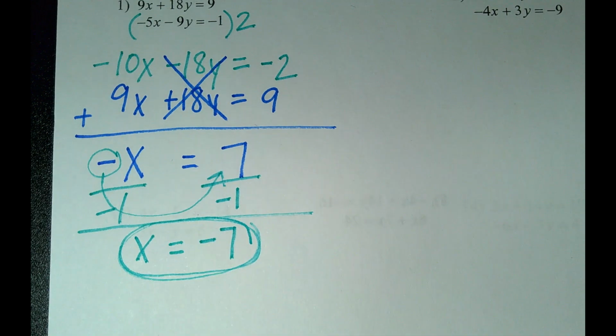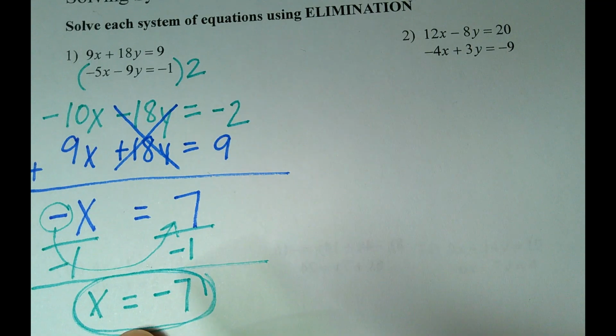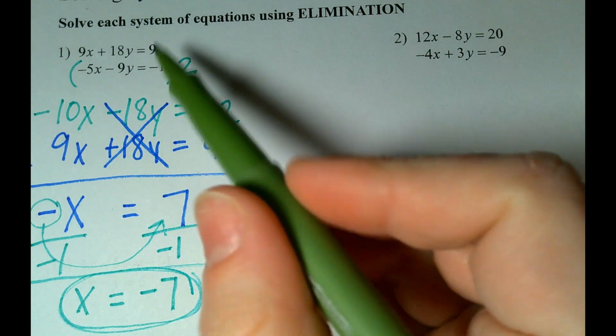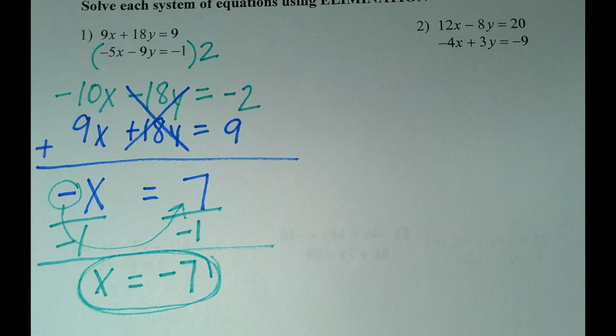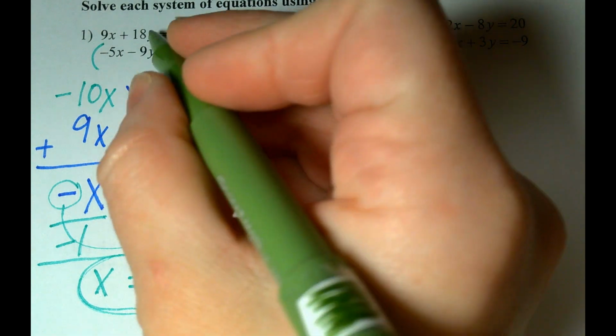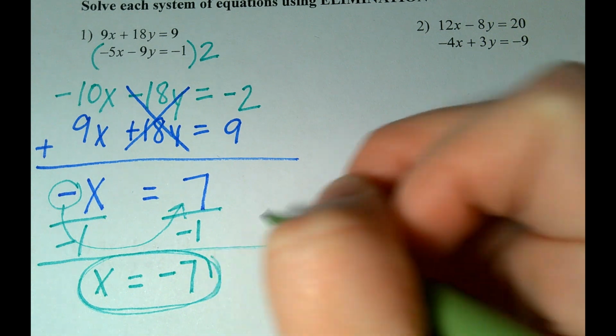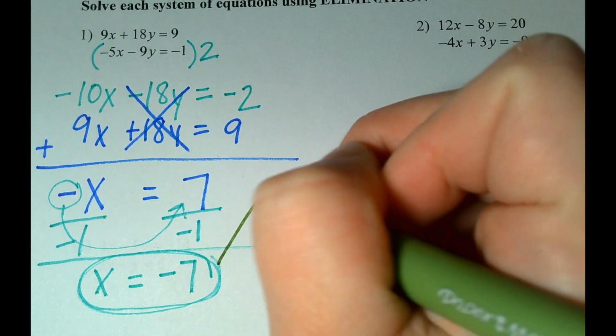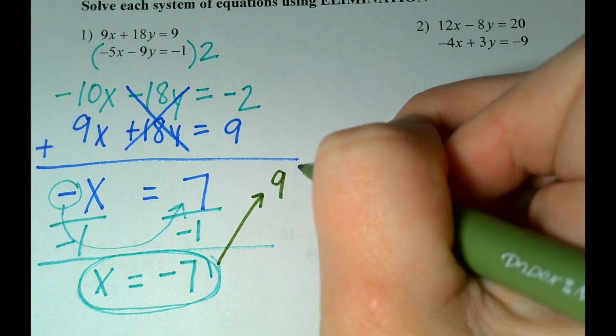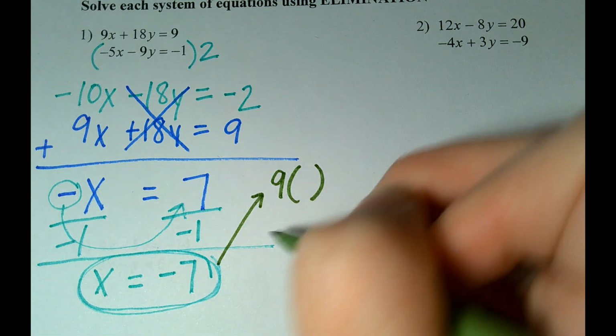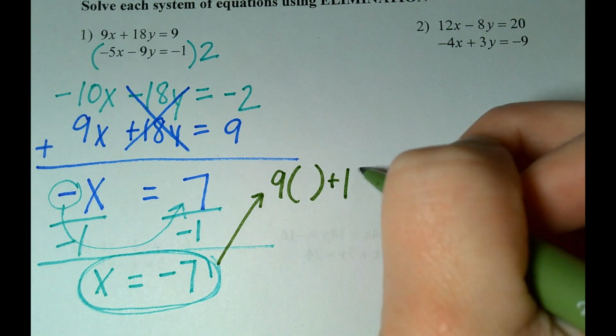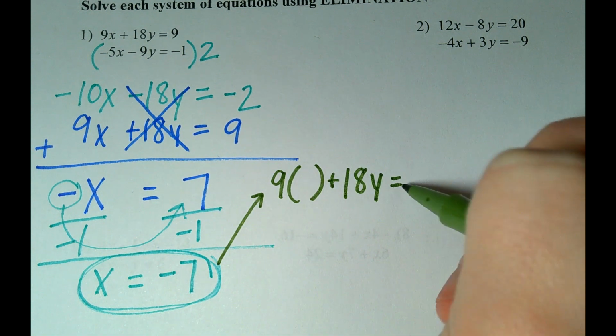Okay, so we've solved for x. How do I solve for y? We're going to plug in our x value. Does it matter which equation I use at this step? No, I can use either one. I'm going to use the top one just because it's positive numbers. So I have 9x plus 18y equals 9.